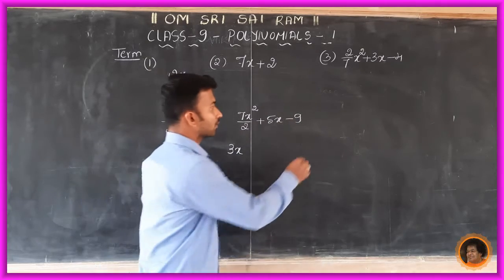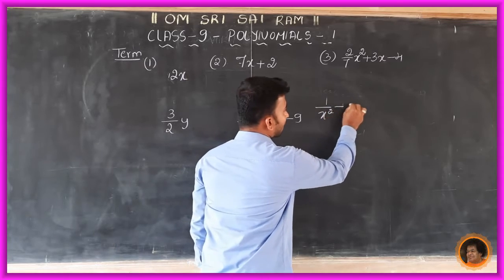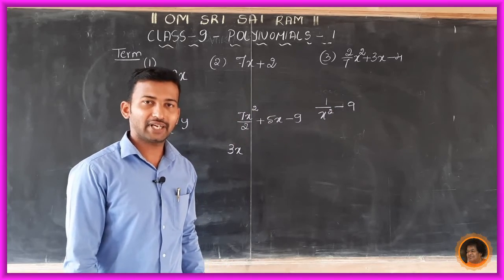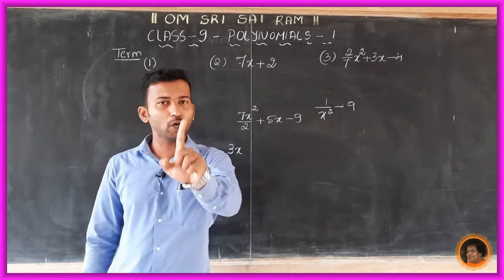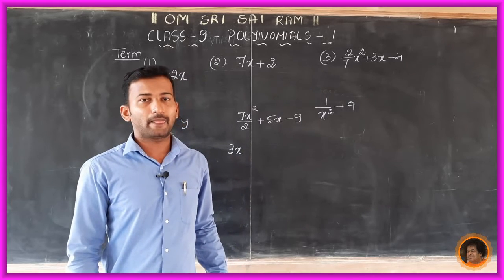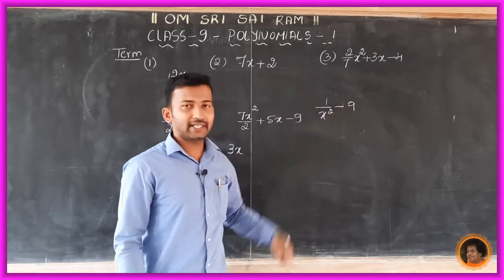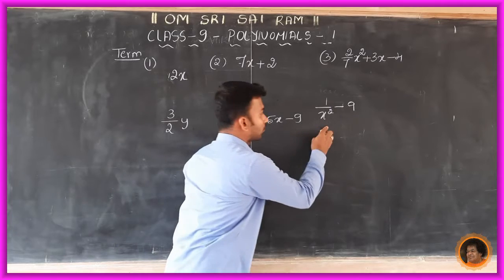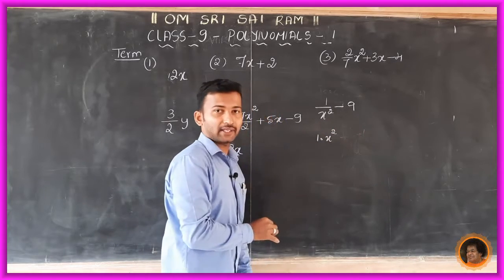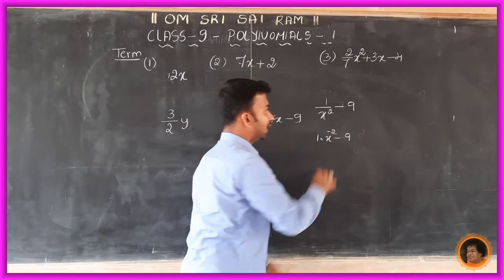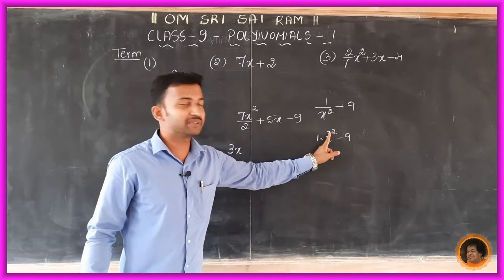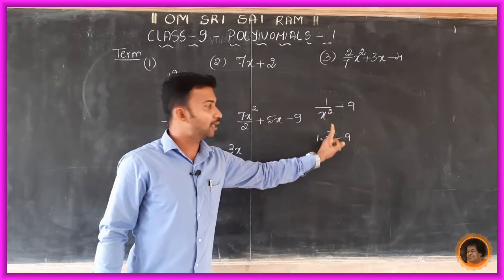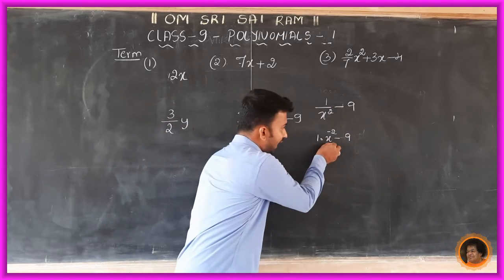One question for you: is 1 by x square minus 9 a polynomial? Check whether it is a polynomial or not. In the next step, if you bring the denominator x power 2 to the numerator, the power of the variable x, plus 2, becomes minus 2. 1 into x power minus 2 minus 9. x power minus 2.